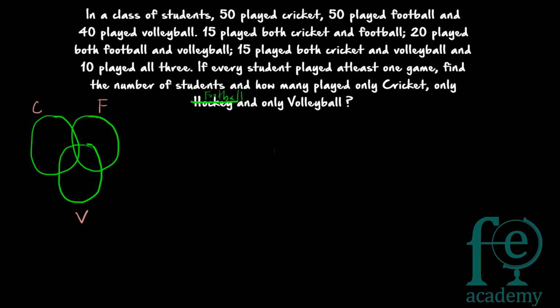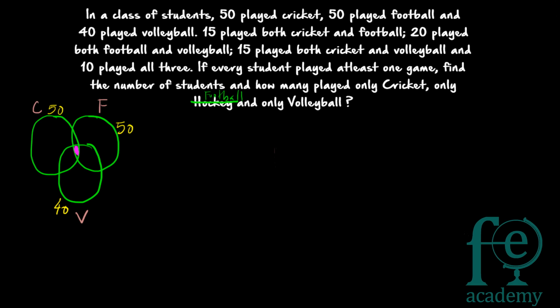Now what is given? 50 students played cricket. Okay, so total number of students who played cricket is equal to 50, and for football it's again 50, and 40 students played volleyball. Okay, now you have to find out each portion of these circles. That is our aim. So it is given like 15 played both cricket and football. Okay, 10 played all the three. So all the three means this shaded portion. This shaded portion will be giving you all the three. So that shaded portion is equal to 10.